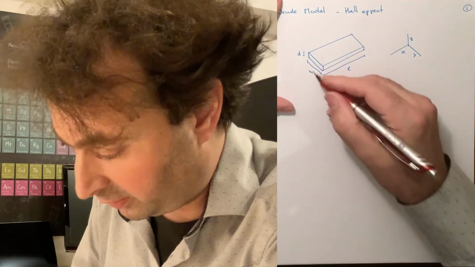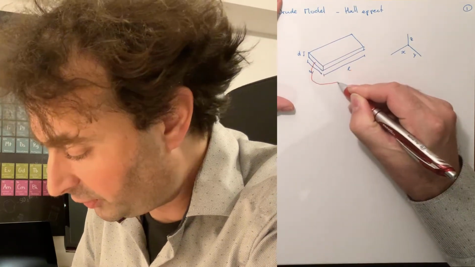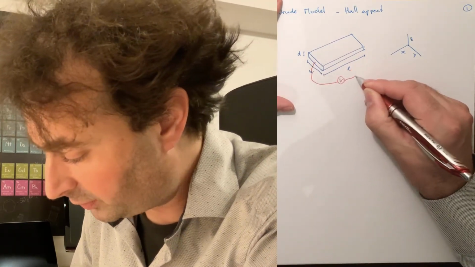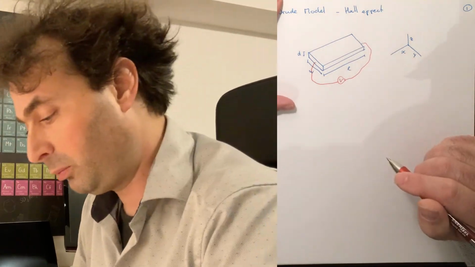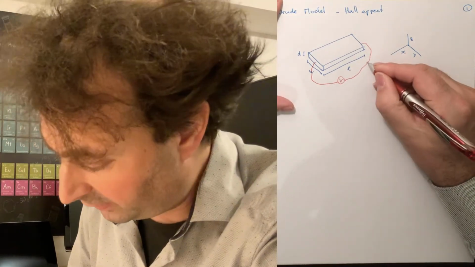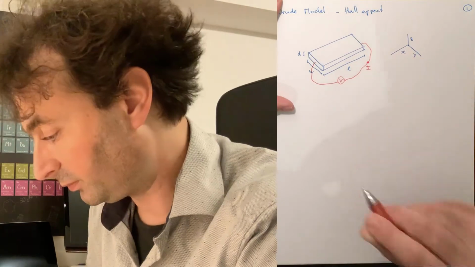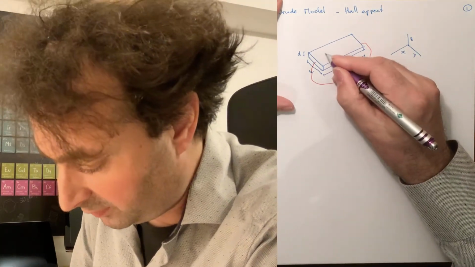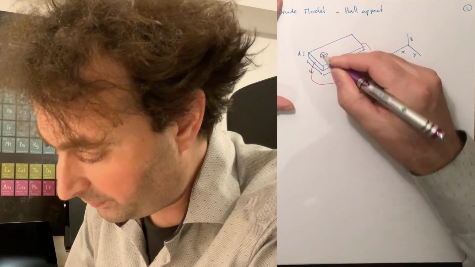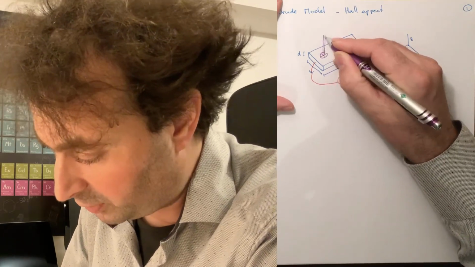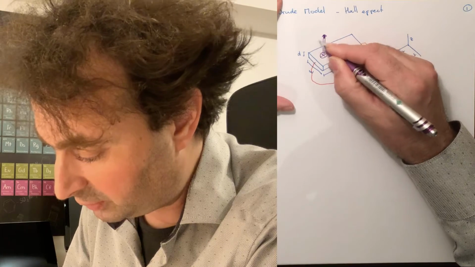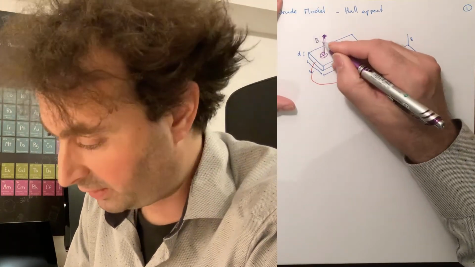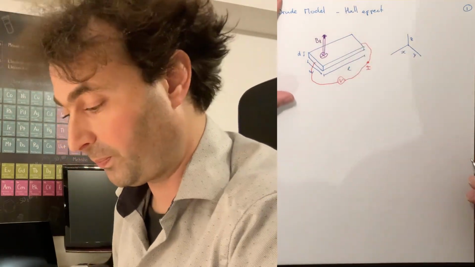Then we put a voltage over our bar, such that we get a current I, and on top of that we put on a magnetic field. We put the magnetic field perpendicular to the bar, so in this case in the z direction.